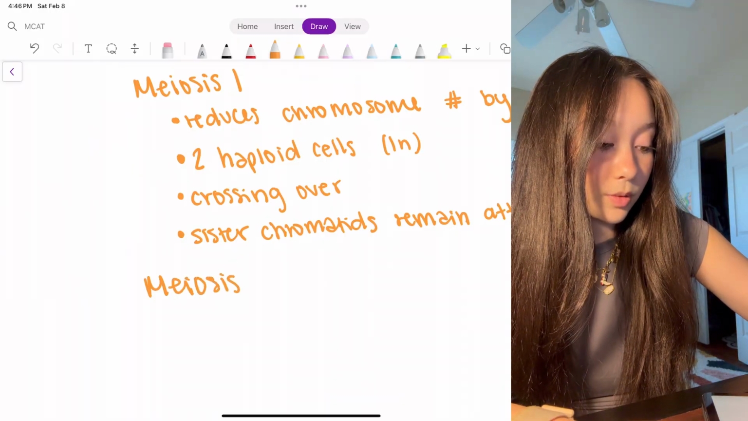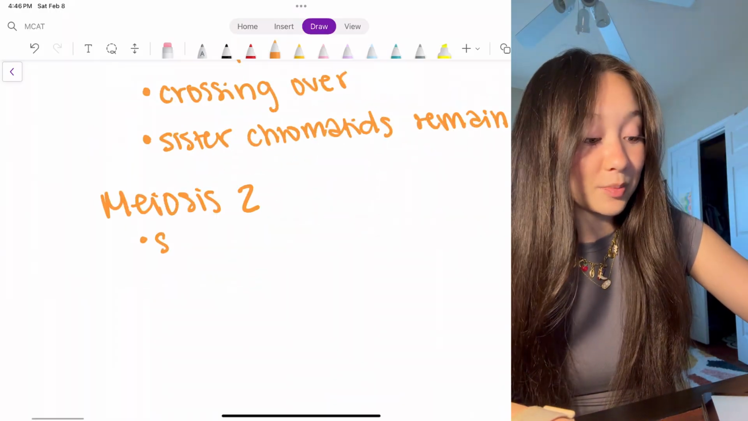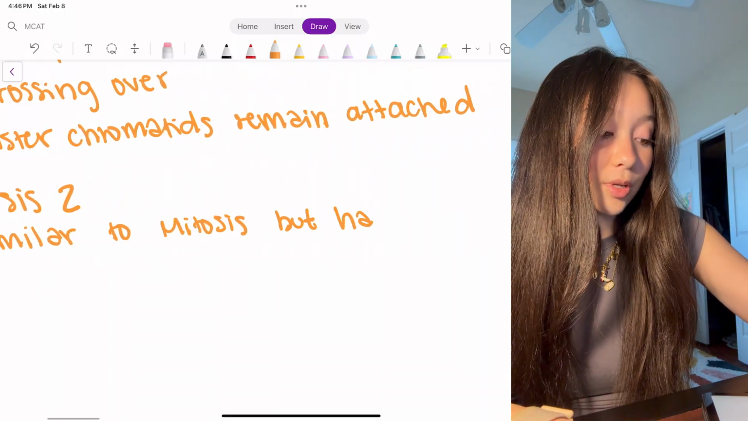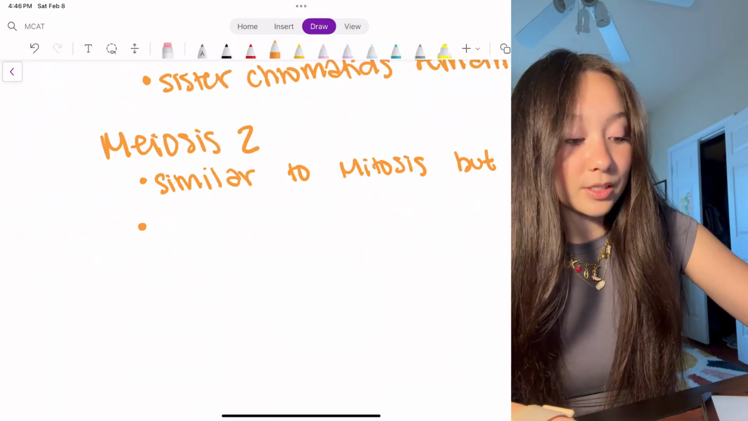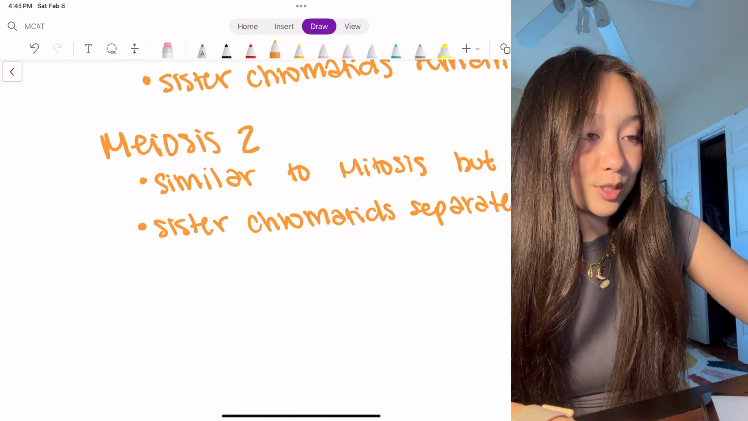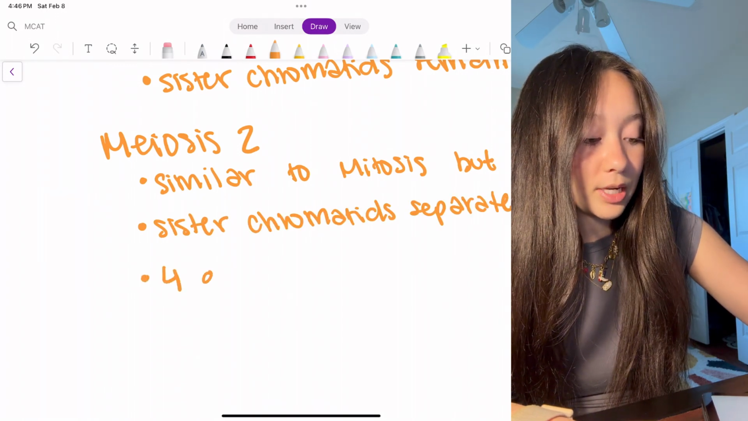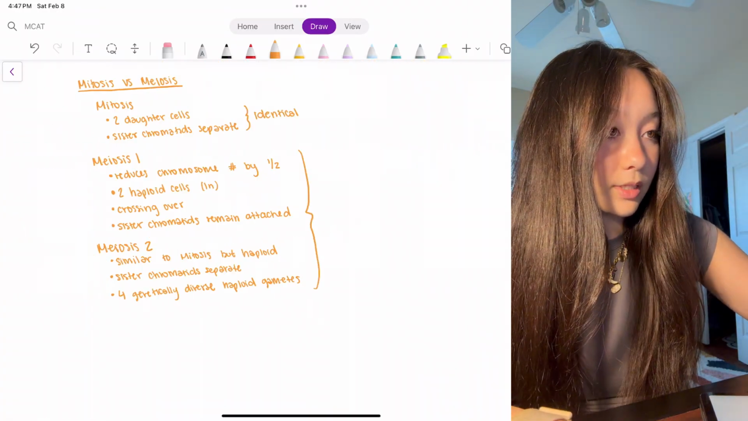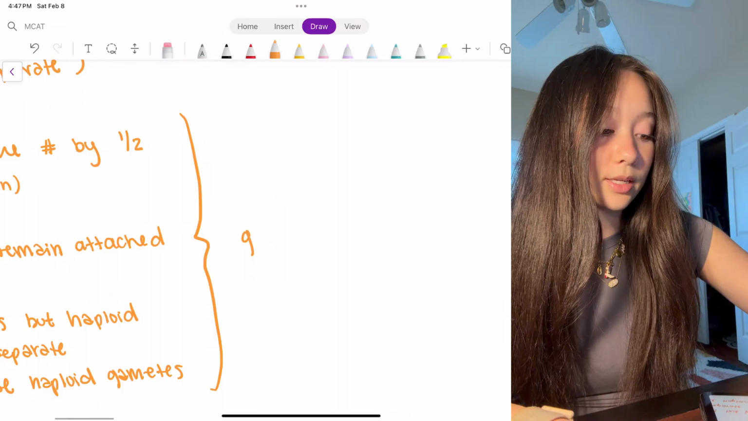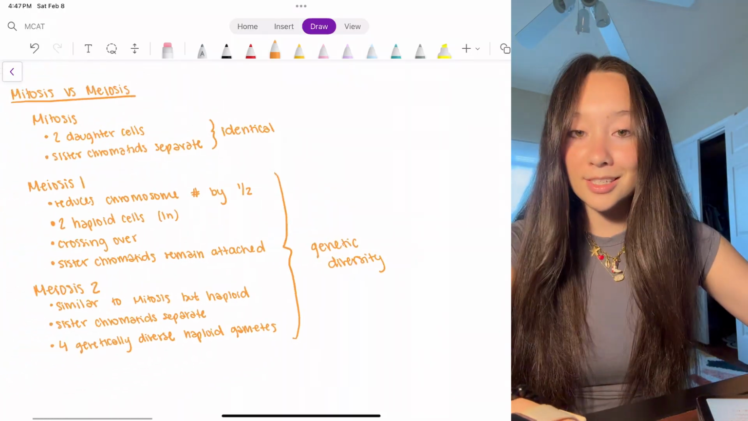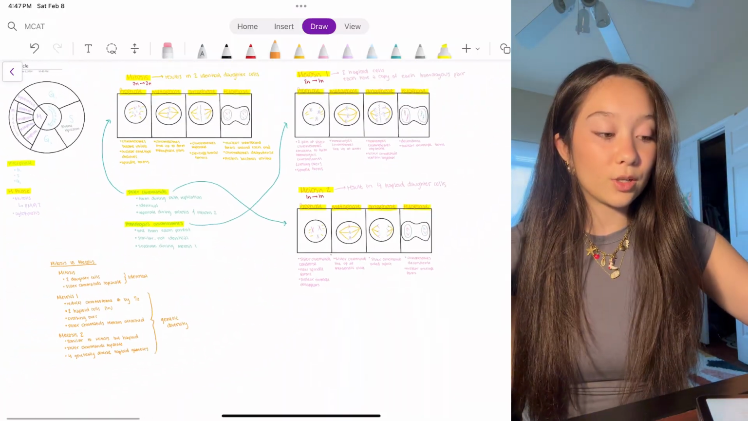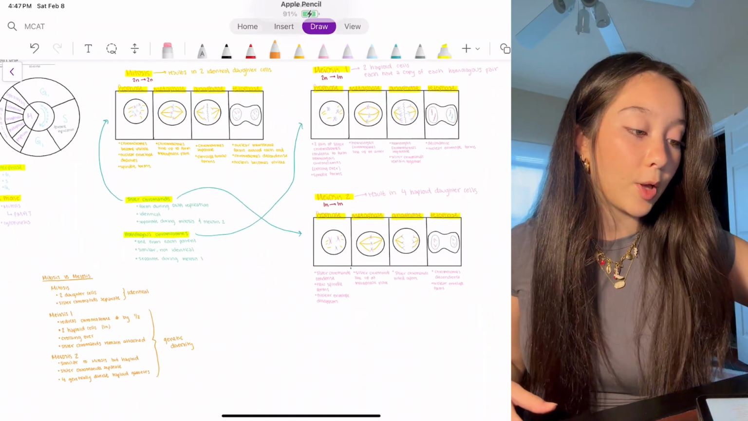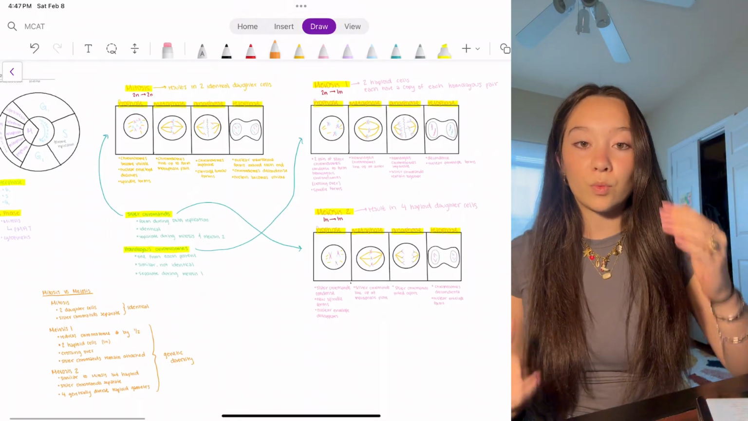Lastly, let's do meiosis 2. This one is similar to mitosis. The only difference is it's haploid, where mitosis is diploid. Here, sister chromatids separate, and it results in 4 genetically diverse haploid gametes. So all of these lead to genetic diversity. So meiosis, genetic diversity. Hopefully this is all coming together and this all makes sense. It'll take a little bit of practice, but this is a good overview of what's going on.